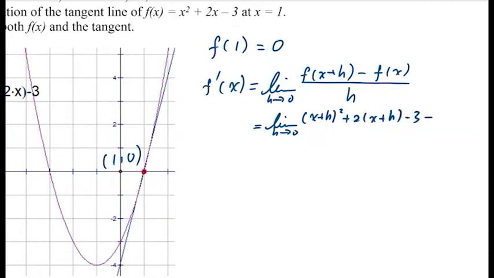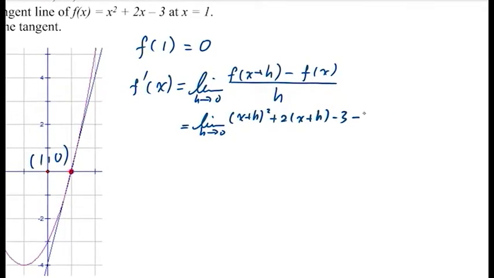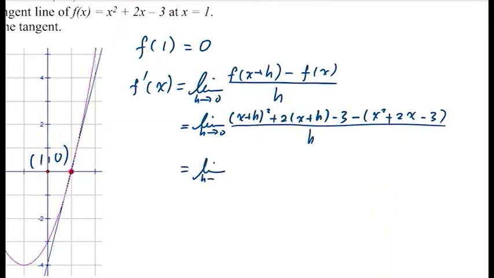So we have this and minus, and then everything else in that function is here. It's plus. Still with me? And then we have to multiply this out. And 2x plus 2h minus 3, distribute that 3, does not look pretty.